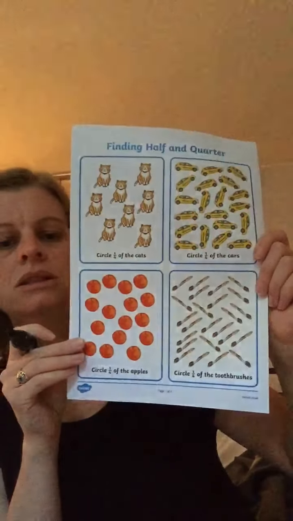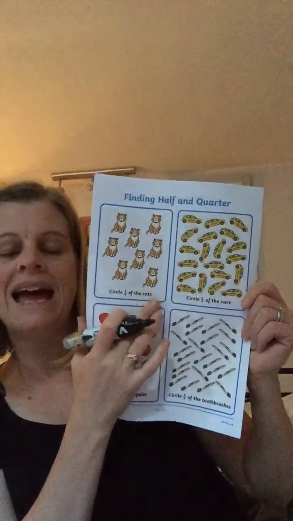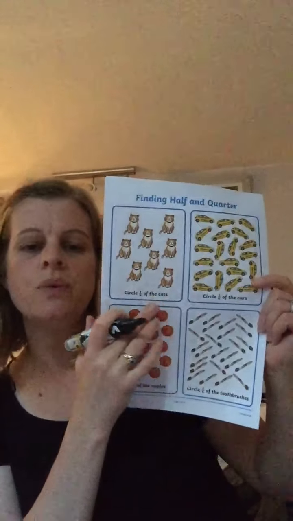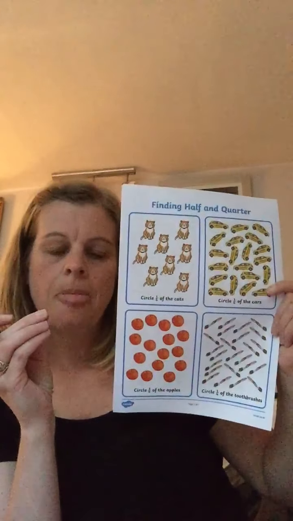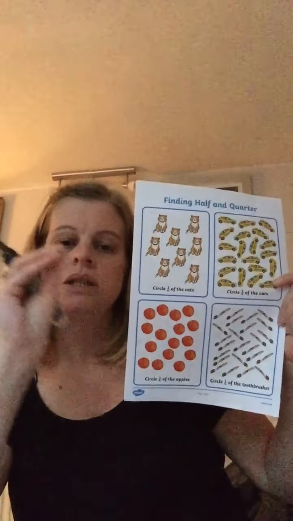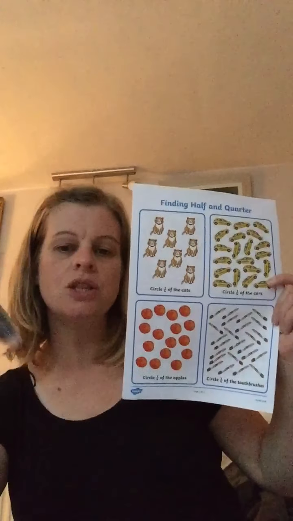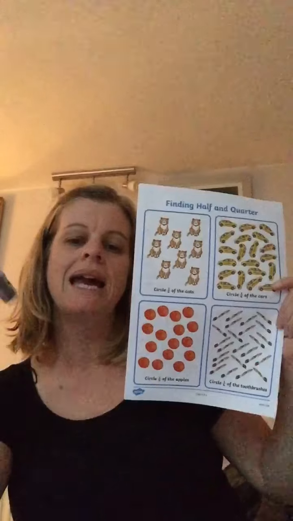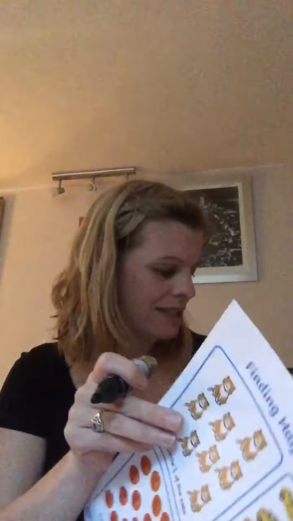So when you're looking at your sheets, it'll say circle a quarter of the cats. So what I would do is get your whiteboard and do exactly like I was doing. I drew 4 circles and put the cats into the 4 circles and work out what a quarter of them is. Some of them say circle a quarter, and some of them say circle a half.